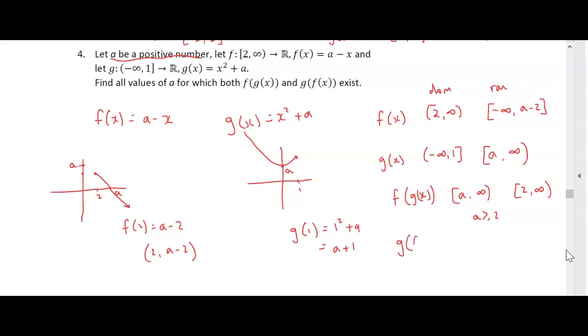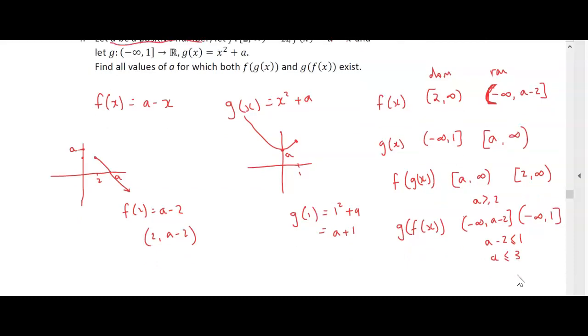All right, then g of f of x. So the range of f of x is negative infinity, A minus 2. I did square brackets there, that should be curved brackets. Always have curved brackets for infinity. And then the domain of g is negative infinity to 1. So we're only looking at the A minus 2 and the 1. So A minus 2, for it to be a subset, has to be less than or equal to 1. So bring that 2 over, so A has to be less than or equal to 3.